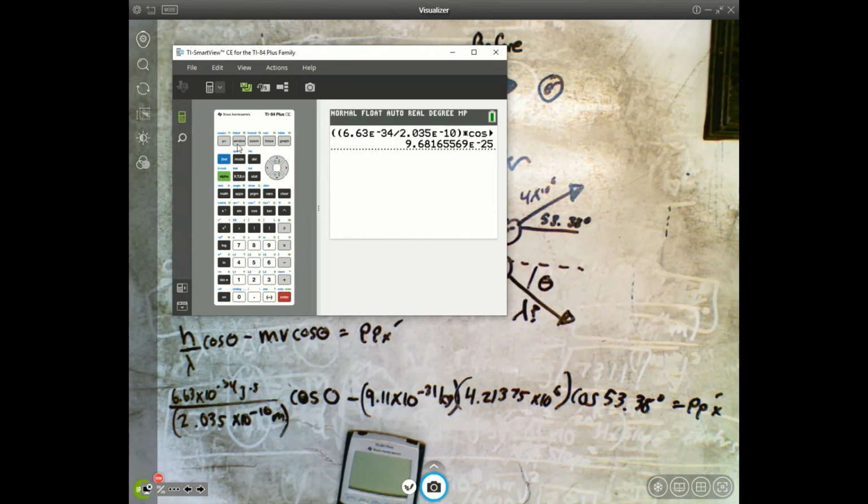So if I want to do y, just like before, all I have to do is switch my cosines to sines. So I'll switch this to sine, and I'll switch this to sine.